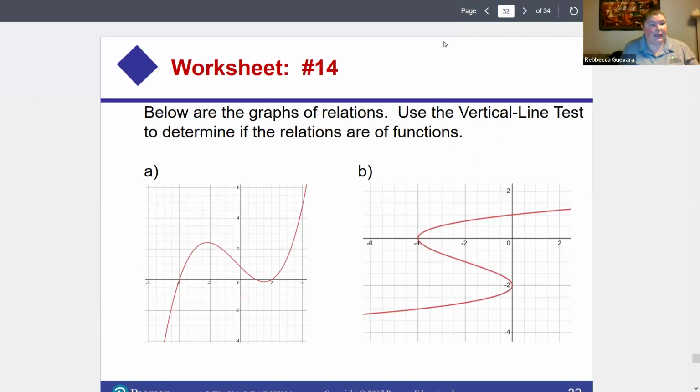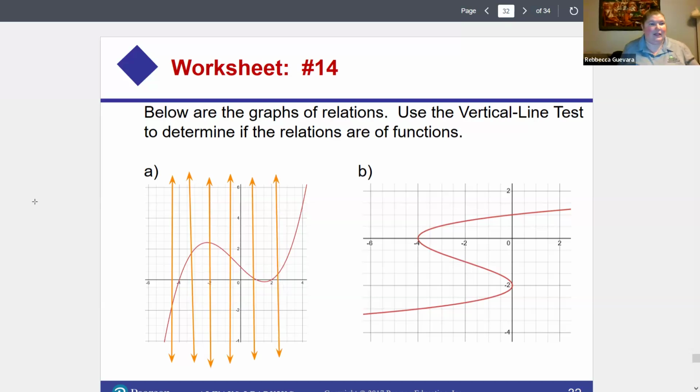All right. So for A, we're going to make all those lines. Like I said, if I do this, I cross this red line, my graph of my function once, cross it once, cross it once, cross it once. So that one wasn't very vertical. I can keep drawing lines and I'm only crossing once. This is the graph of a function. Write that in a darker color. So this is a function.